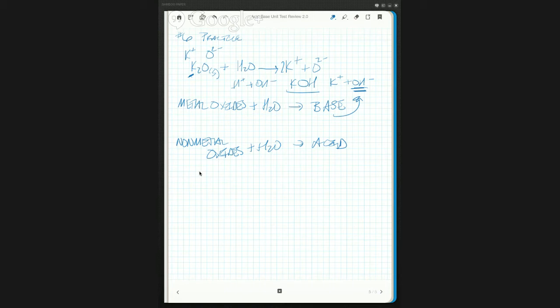A non-metal oxide example would be NO2 plus H2O, and you could end up with HNO3, which is nitric acid. Of course, it's really just a lot of H plus and NO3 minuses, which is similar in that same way. But I don't think I have a question like this.